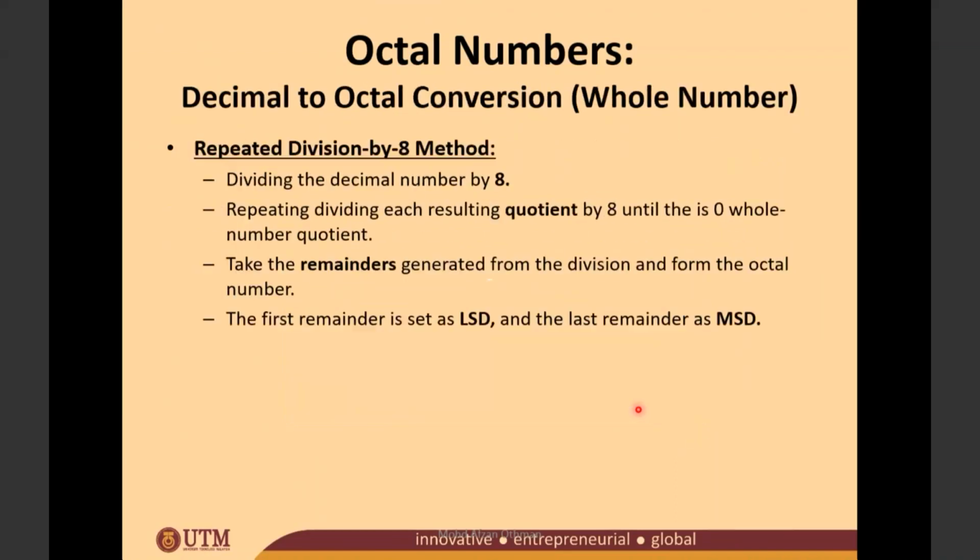Okay, next, daripada decimal to octal conversion. Macam mana nak buat? Similar to the one that we did in binary number. Kita bahagikan kepada dua kumpulan. Satu untuk whole number, nombor bulat. Satu lagi untuk fractional number.